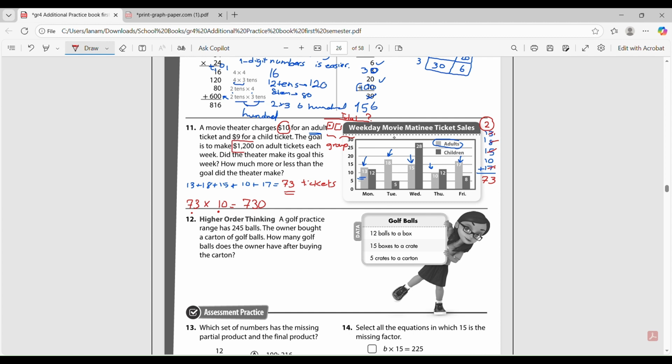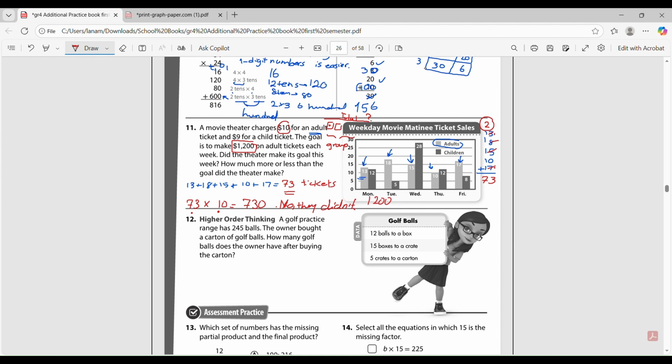Did they reach the goal? The goal is 1,200. This is the goal. Did they reach the goal? No, they didn't reach the goal. How much money, more or less, do they still need?